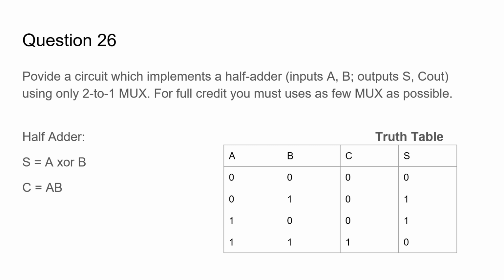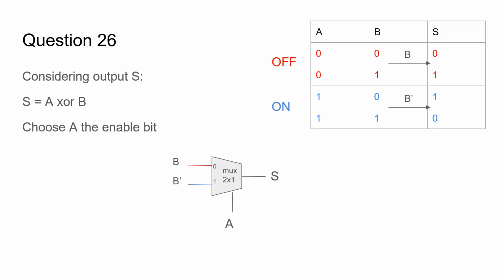Next, we can use a K-map to derive the Boolean functions of sum and carry, and we found that S is A exclusive or B, and C is A and B. Now let's consider the output S.